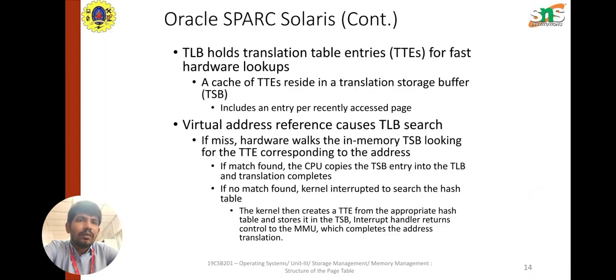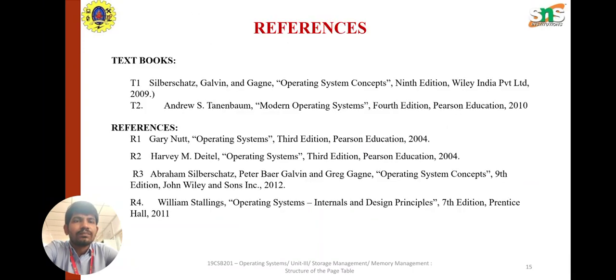Oracle SPARC Solaris presents the table: the TLB holds translation table entries of recent hardware lookups. A virtual address reference causes a TLB search. If it is not found, the hardware walks the in-memory TSB looking for the TTE corresponding to the address. If a match is found, the CPU copies the TSB entry into the TLB. If no match is found, the kernel is interrupted to search the hash tables.